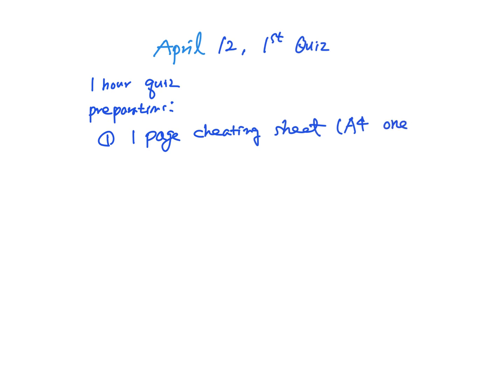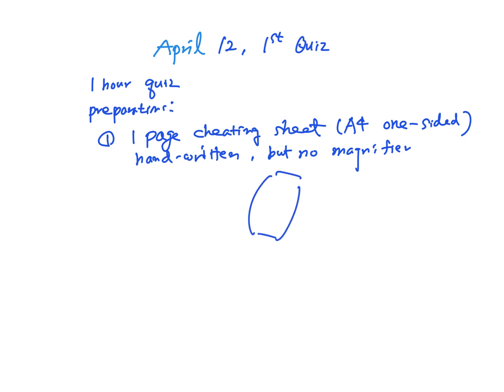A4, one side. So you can bring one page, A4 size, cheating sheet. In Korean, hunting paper. And handwritten, preferably. But no magnifier. So magnifier is not allowed.